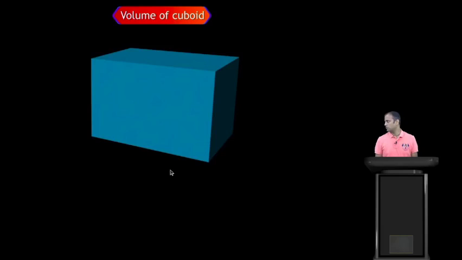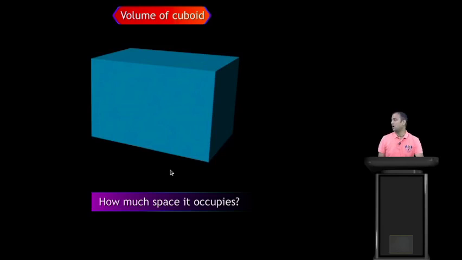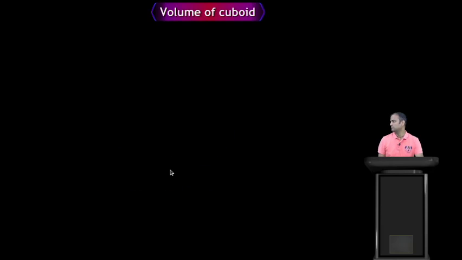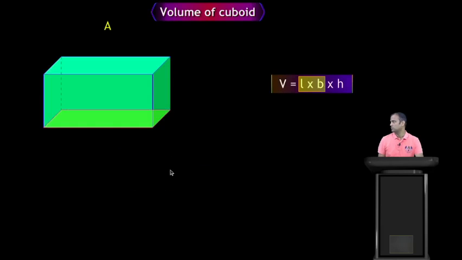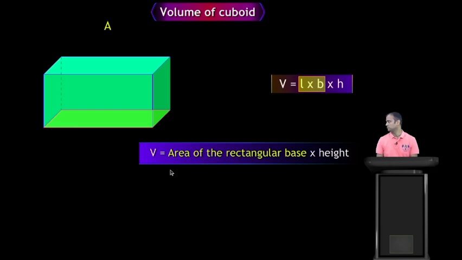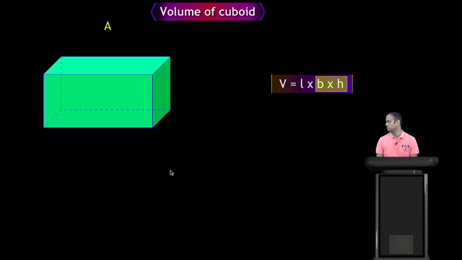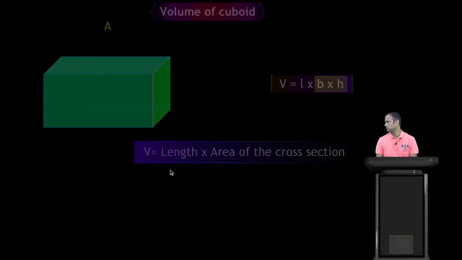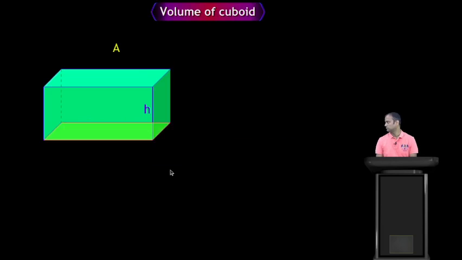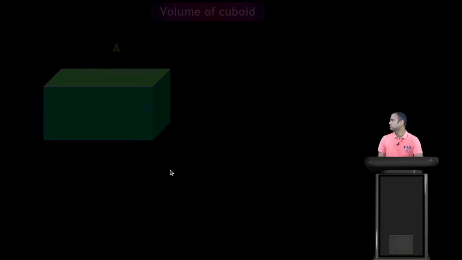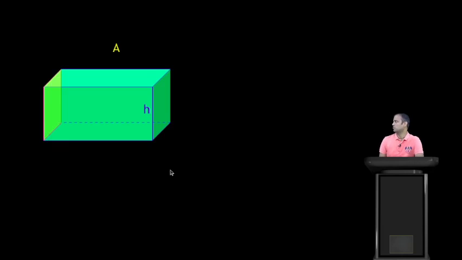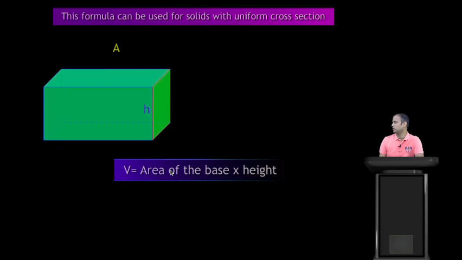Now what is the volume of cuboid? We already know it is how much space it occupies. So it is L into B into H. Now what is L into B? It is area. So volume is the area of rectangular base into height. So this is called the volume of a cuboid. You have to remember this one.